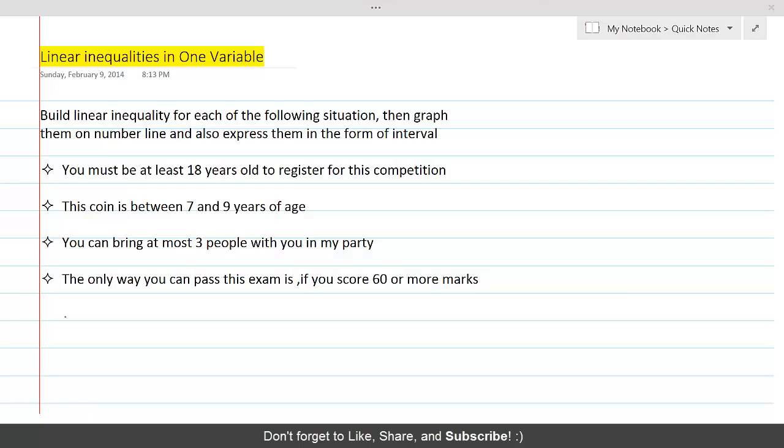Linear inequalities in one variable. Here we have a few scenarios which we will use to build linear inequalities, then graph them on a number line, and finally express them in the form of an interval.